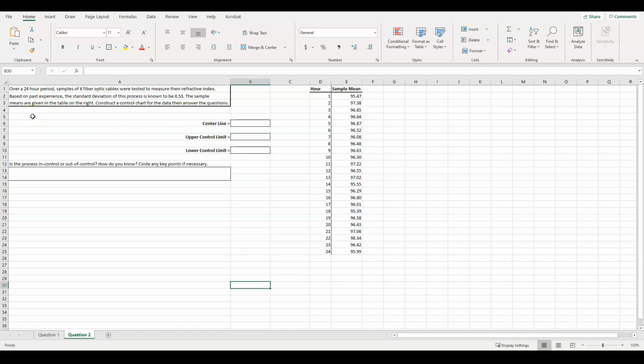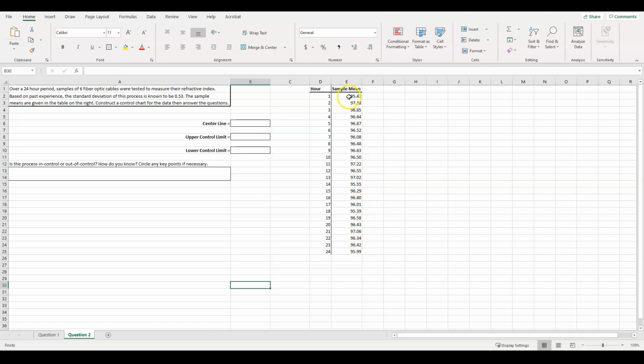Based on past experience, the standard deviation of this process is known to be 0.53. The sample means are given in the table on the right. Construct a control chart for the data, then answer the question. So fill in these boxes and make the chart. So it says the sample means are given. So it doesn't give you all the different, what is it looking for here again? Samples of, I guess we're measuring the refractive indices. Based on my physics background, I'm pretty sure these are not refractive indices. I think they have to be much smaller than that. Anyway, it doesn't matter. The important thing is that we're trying to make a quality control chart for this.